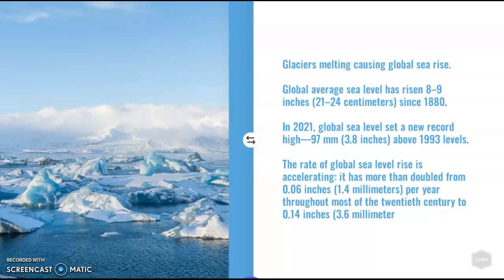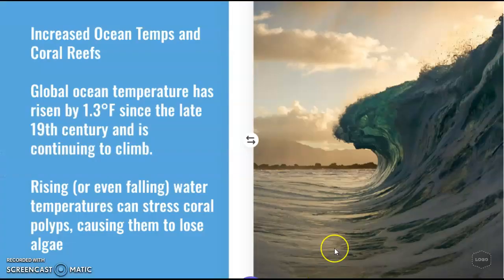And as we lose them globally, we're also damaging or destroying everything that the coral reefs do, including helping the ocean absorb the extra carbon dioxide.